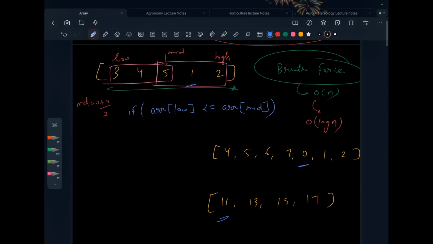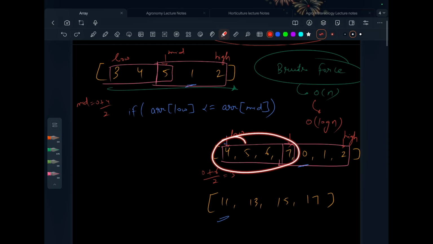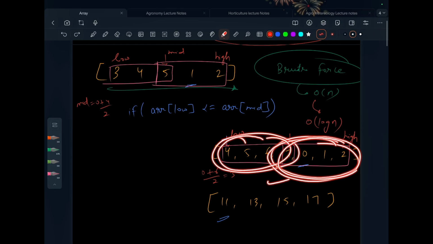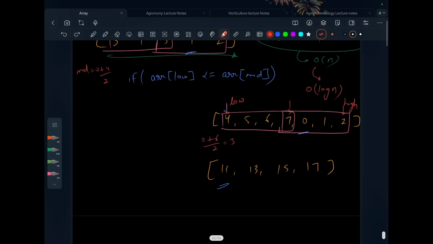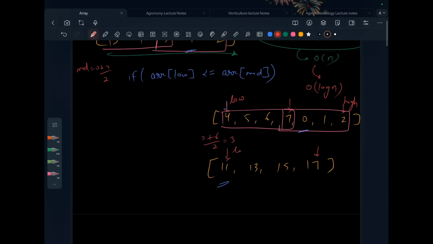Similarly, if we look at this case, we have low here, we have high here, and our mid will be at this 7, right? So we have this portion and this portion. If you compare, this portion is sorted and this portion is unsorted. So our minimum lies in this unsorted portion, right? Similarly, for this low, high, our mid will be here, right?